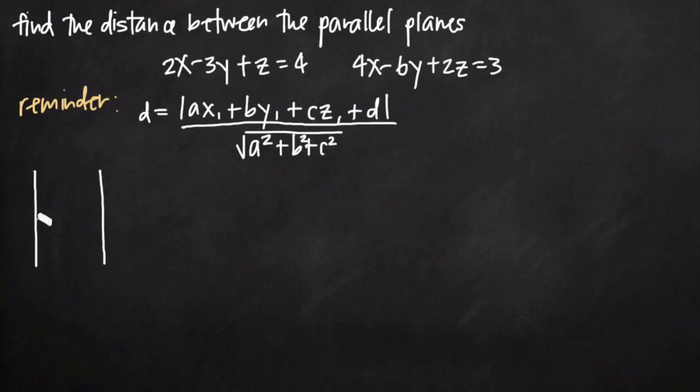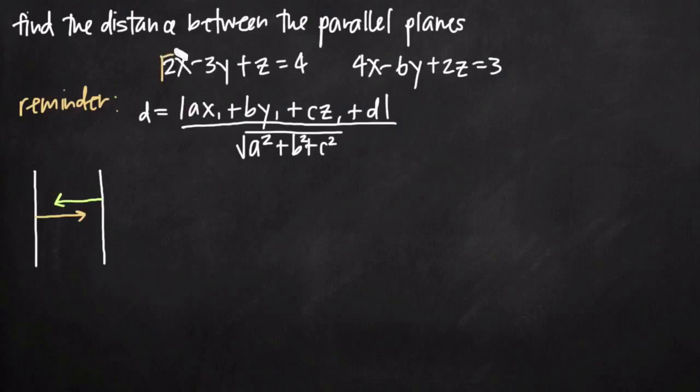Their normal vectors are perpendicular to the plane. So this is the normal vector of our first plane. This is the normal vector of our second plane. And you can see that these normal vectors are also parallel. So one way to verify that your planes are in fact parallel is to compare the normal vectors to see whether they're parallel. And here's how we do that.